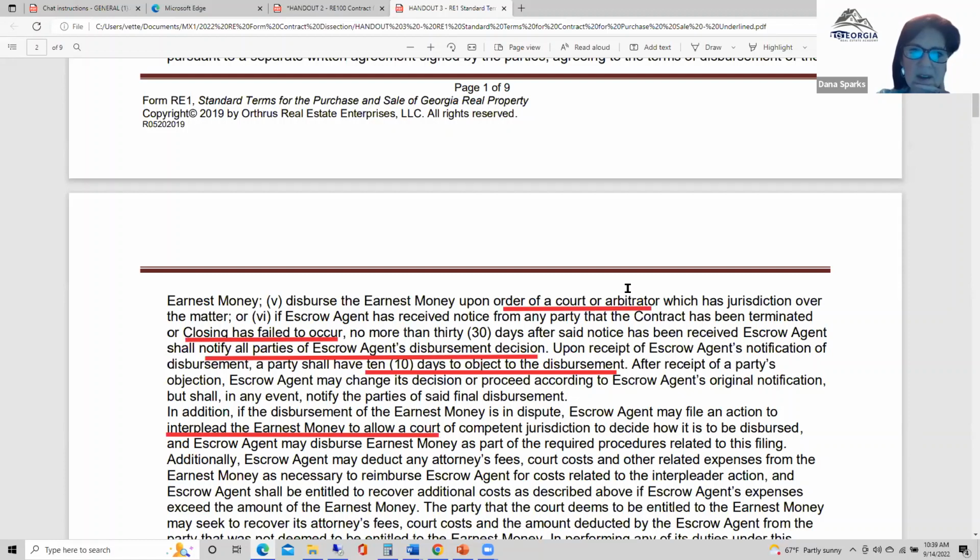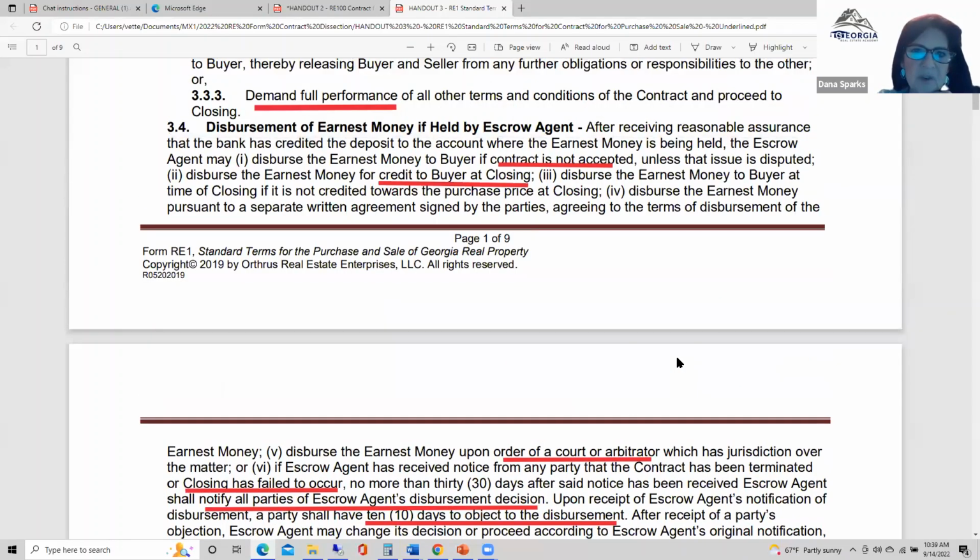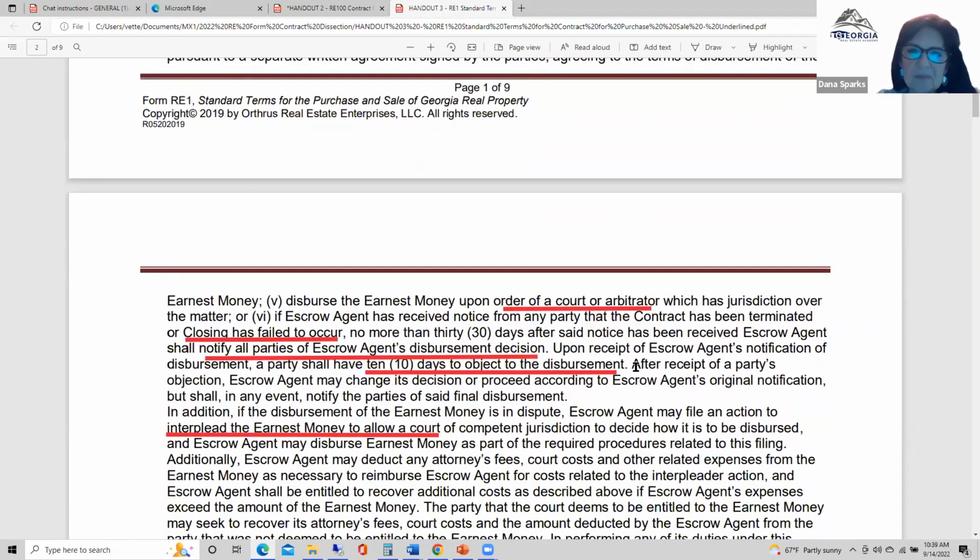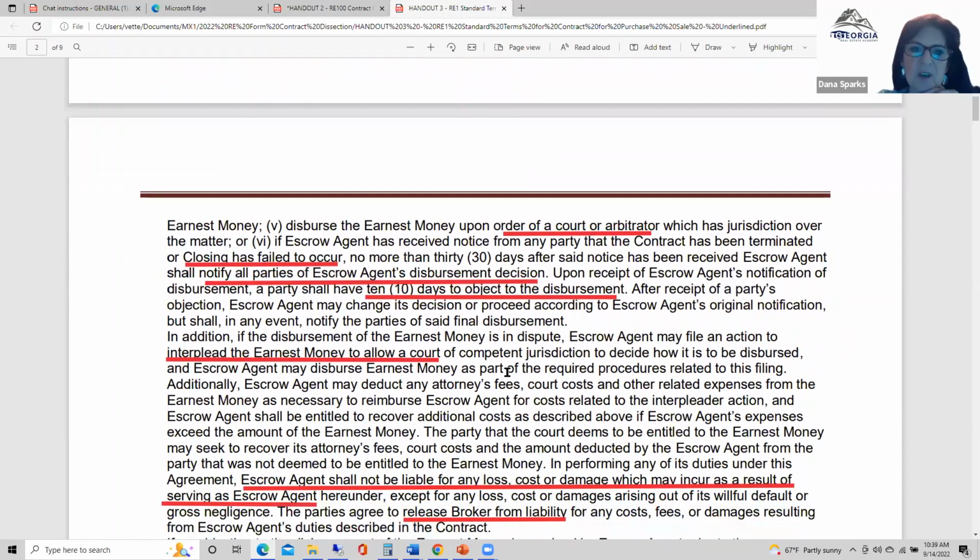But it says if the closing has failed to occur no more than 30 days after the notice has been received, meaning notice that we're not closing, the escrow agent shall notify the parties of the escrow agent's disbursement decision. Upon receipt of escrow's notification of disbursement, parties shall have 10 days to object to the disbursement if we change our mind, and so forth and so on.